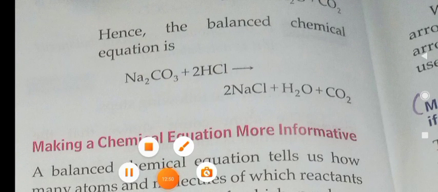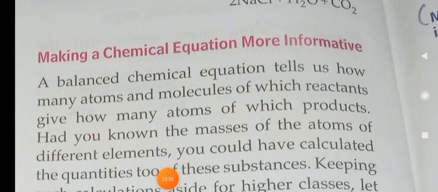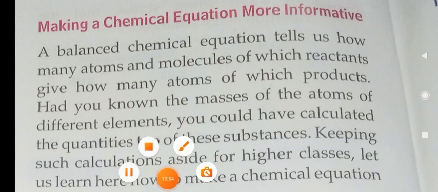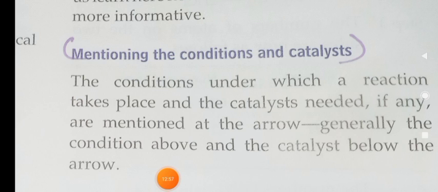Now we will learn how to make chemical equations more informative. We can make this more informative by mentioning the conditions and catalyst. The first one is that conditions and catalyst must be mentioned. Remember what is a catalyst? A catalyst is a thing which speeds up the reaction, but it will not take part in the reaction. That is called a catalyst.